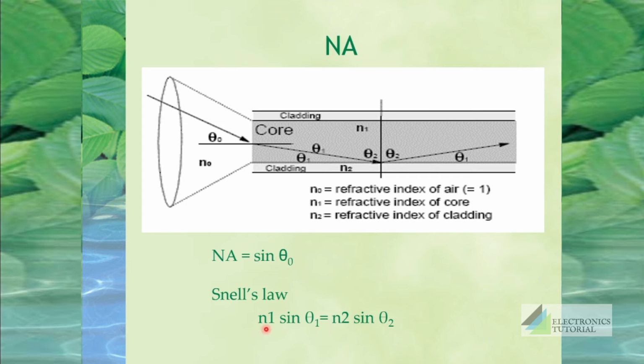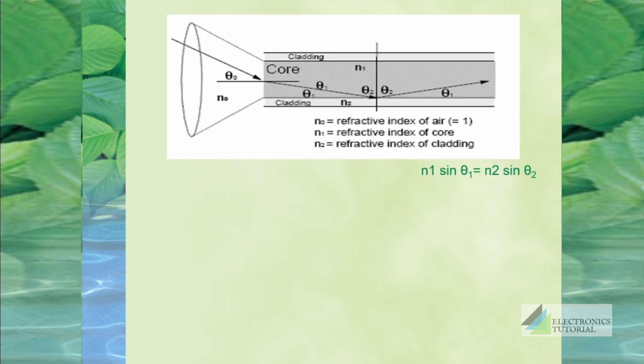It can be explained as the product of the refractive index of the first medium and sine of the incident angle, and that can be equated to the product of the refractive index of the second medium and sine of angle of refraction. As the first step, we'll consider the refraction occurring at the core cladding interface. Theta 2 is the incident angle at this position. According to Snell's law, it can be written as n1 sin theta 2 is equal to n2 sin theta 2.